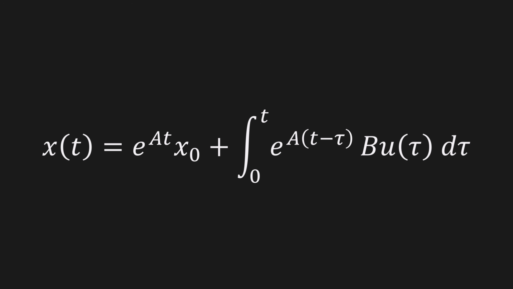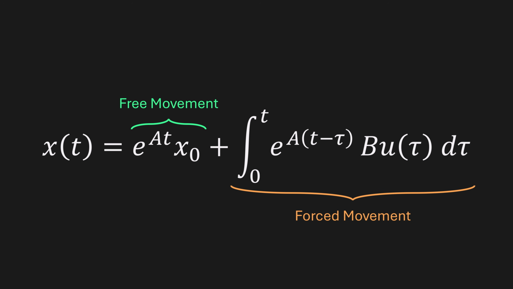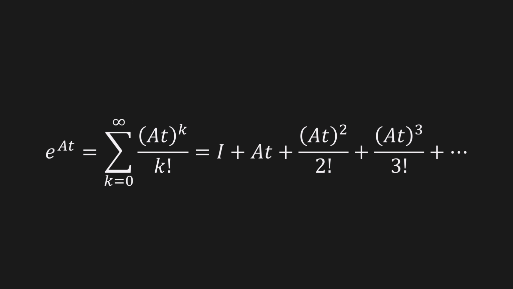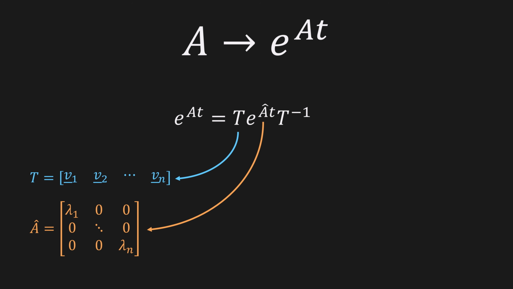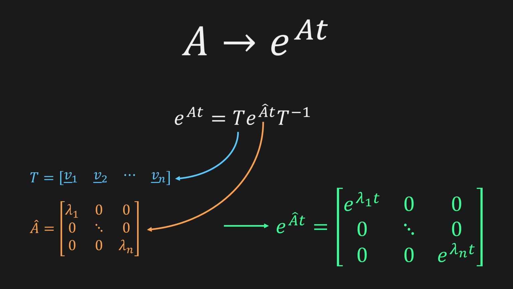We finally found our solution, which is Lagrange's formula. The first term is called free movement, since it depends only on the initial conditions, while the second one is called the forced movement, since it is determined by the input u of t. The exponential matrix is defined as follows. Free Blue and Brown has another banger video on this, so check it out if you seek any further information. What we care about for now is that for diagonalizable matrices, getting the exponential matrix is pretty straightforward. For non-diagonalizable matrices, we either have to use the definition or Jordan's form.